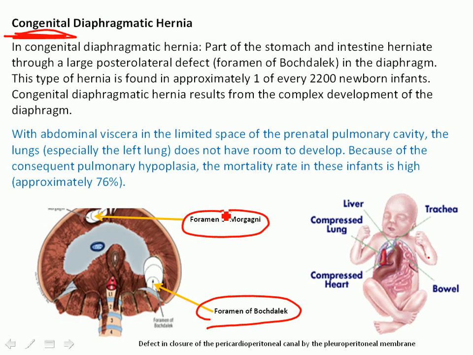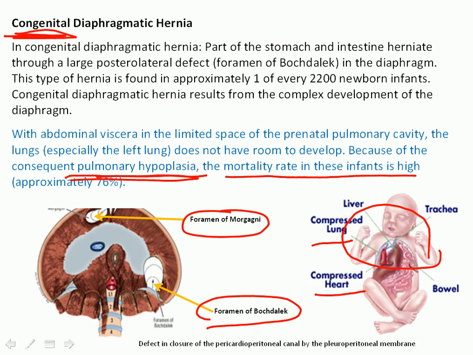left thoracic cavity. The left thoracic cavity contains lung and heart, and for the lung there is already not so much space to develop, and in the presence of loops of bowel in the left thoracic cavity, the lung ceases to develop. So as a result, the child will be born with left-sided pulmonary hypoplasia, and this will lead to a very high mortality rate due to insufficient oxygen supply.